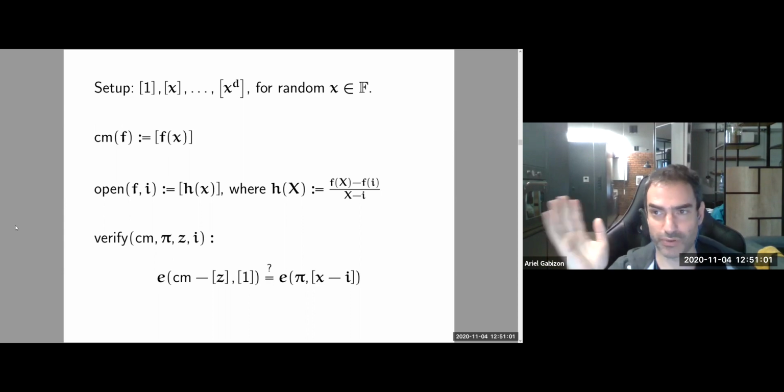The proof for this requires very strong versions of, you can think of it as very strong versions of the discrete log assumption. But it's what's called non-falsifiable assumptions. So basically what people use to prove this lately is something called the algebraic group model.